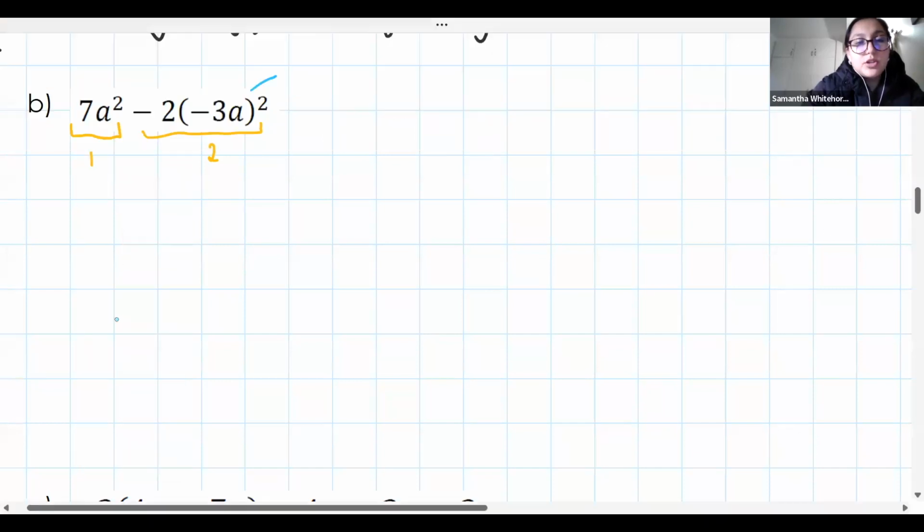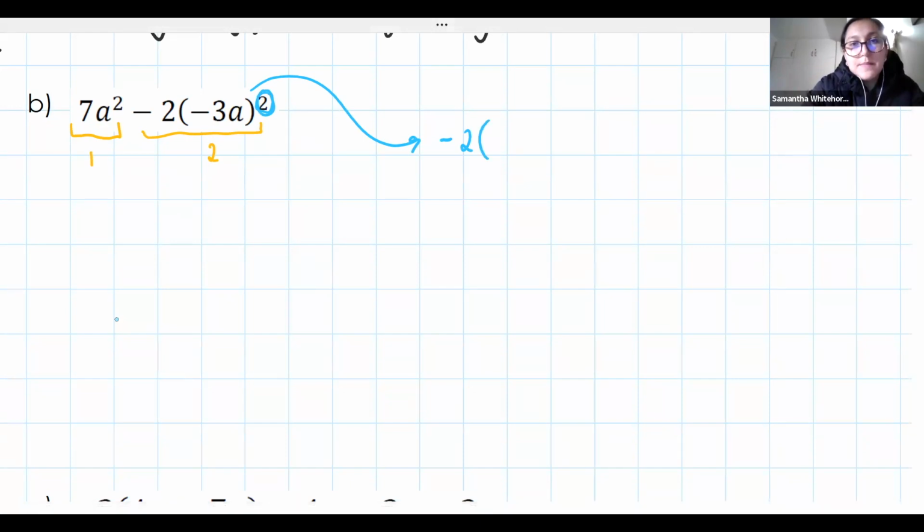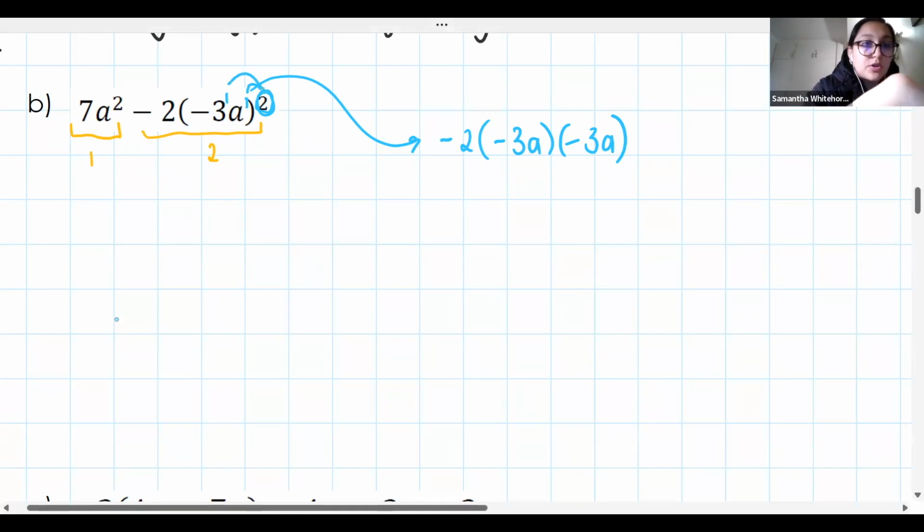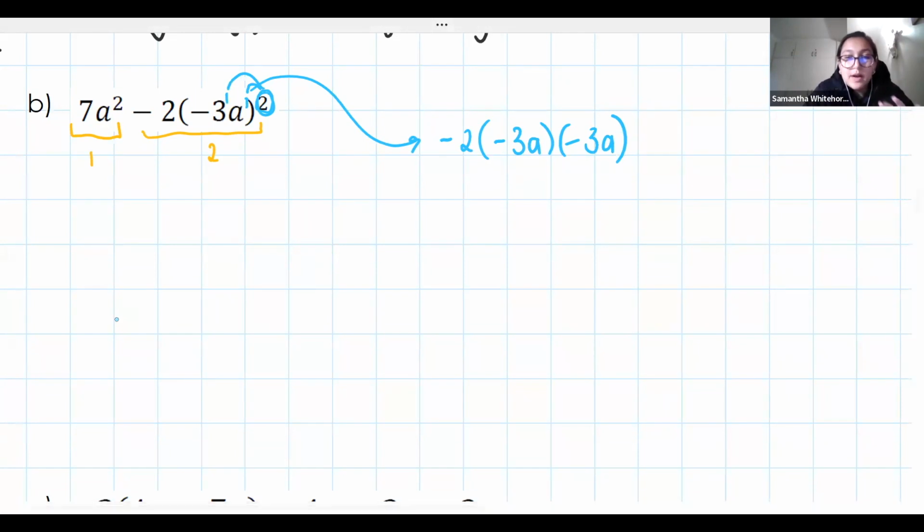However, if you look at term 2, you've got minus 2 times the bracket squared. Now, remember, this squared is telling me how many times I'm multiplying this bracket. So I'm essentially saying minus 3a times minus 3a. You are welcome to distribute the exponent like we've learned. So you would distribute the exponent to both of the exponents of 3 and a. But just remember what happens when you square a negative. So when we square a negative, we're saying a negative times a negative. So just bear in mind what that means.